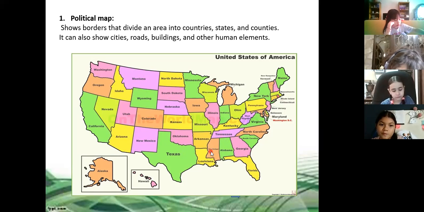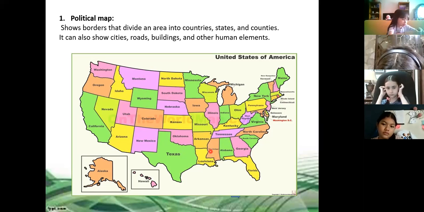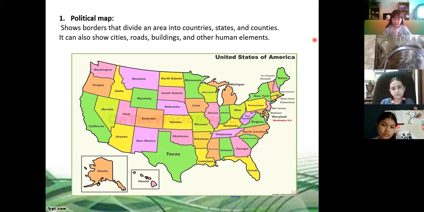Don't forget, the political map divides the country into states. In our case, in Honduras, a political map is going to be the map of Honduras, and it's going to divide our country into 18 departments, right? Because we have 18. So that's going to be a political map.